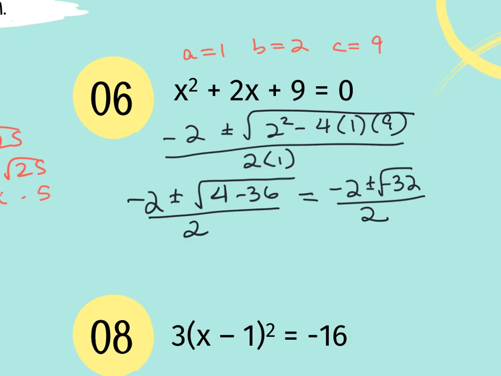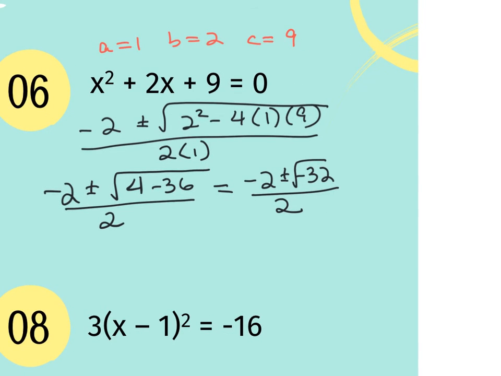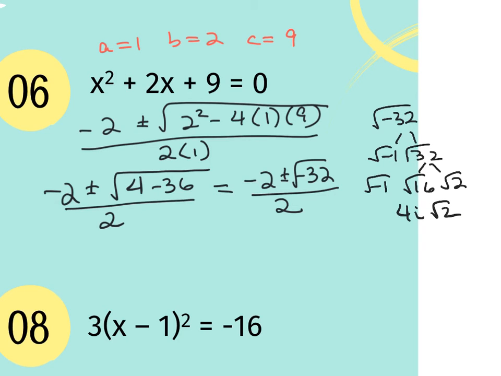And now I have to break down the square root of negative 32. Do not be tempted to simplify those 2's yet. Break down the radical first. So negative 32, I can break it into negative 1 times positive 32. And then I'm going to break the 32. I'm going to make it 16 times 2. So this becomes 4i square root of 2.